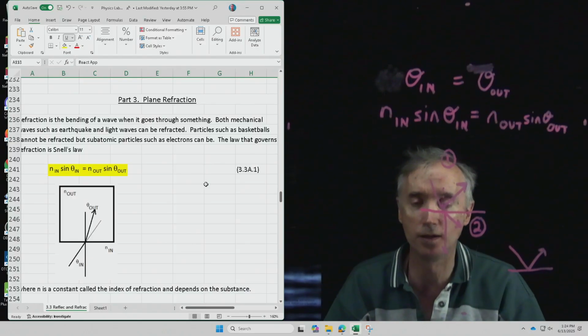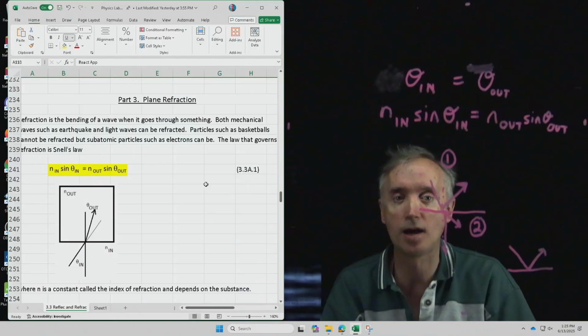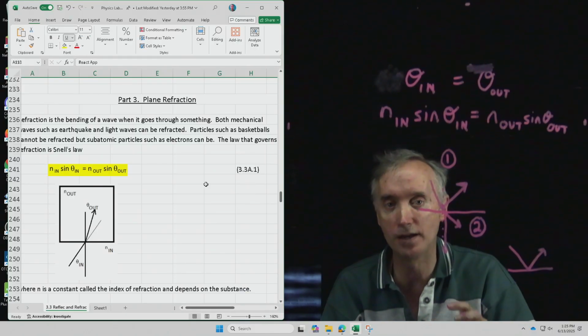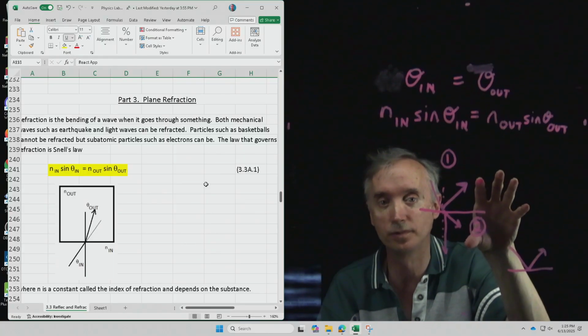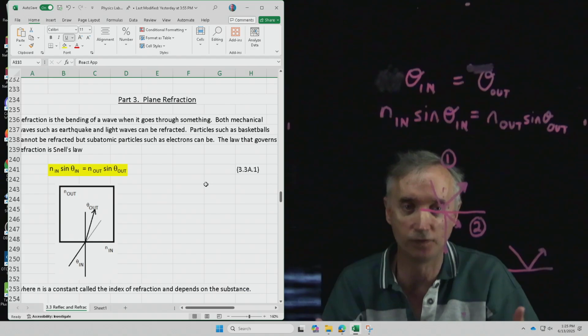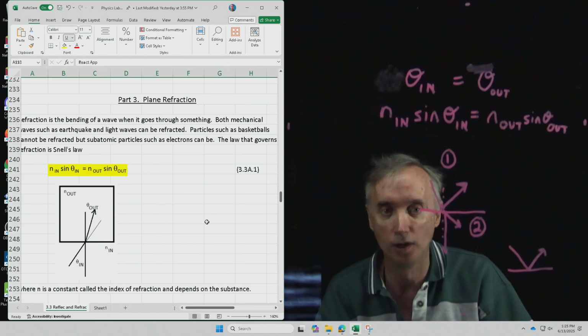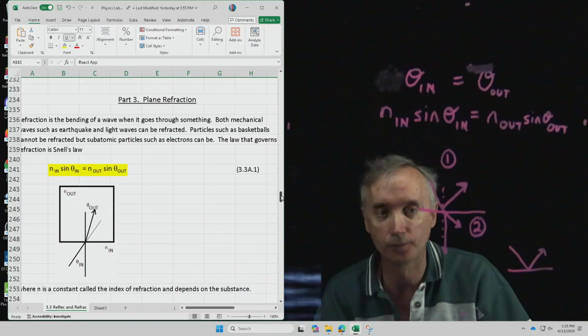Now, if you were taking an upper level physics class, I would actually have you measure the angles and then take the sine of the angle and actually use the formula. We're not going to do that, but I did want to show you what the formula looks like.